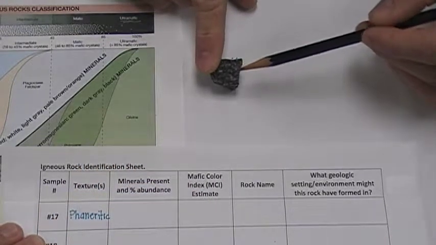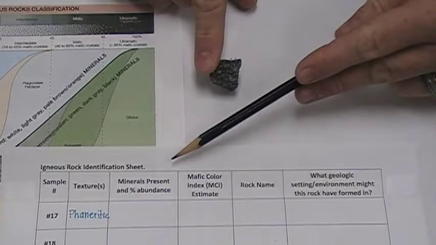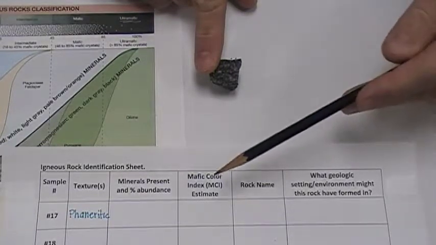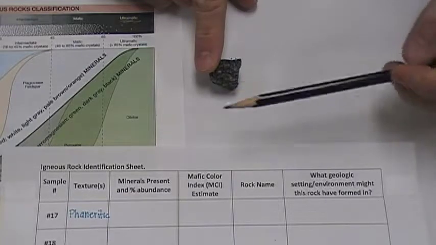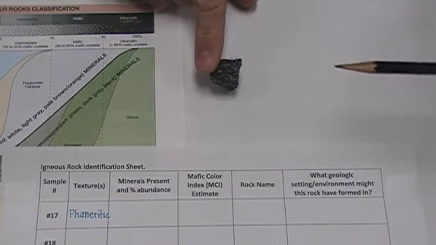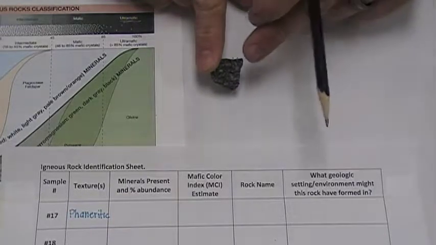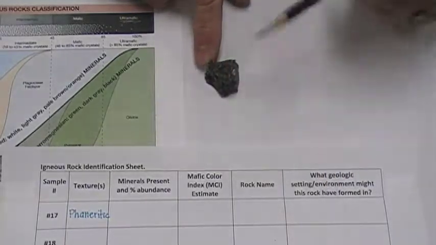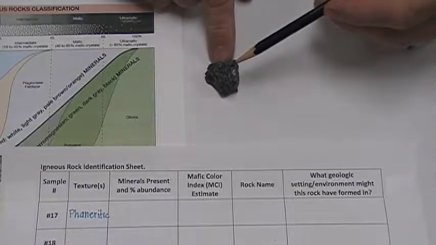Now, for minerals present and their percent abundance, I like to do that one after I've determined my mafic color index because it helps eliminate some of the possibilities. So now, when looking at this specimen, you might think that the darkness is your ally. But remember, the dark or the shadows can betray you. So what I always encourage my students to do is focus on the light.